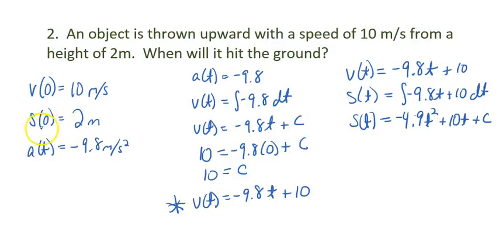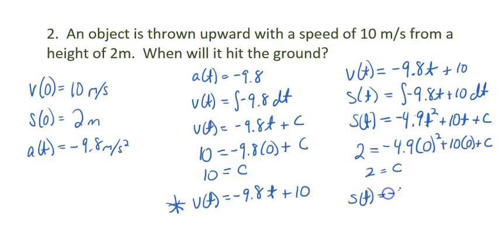And I now have a height that I can plug in. At time 0, our height was 2, so I'm going to plug 2 in for the distance and 0 in for the time. And so in this case, I get c to equal 2, which means our distance equation is negative 4.9 t squared plus 10t plus 2. So there's our velocity equation and our distance equation.